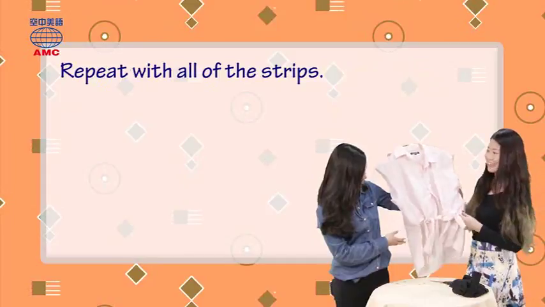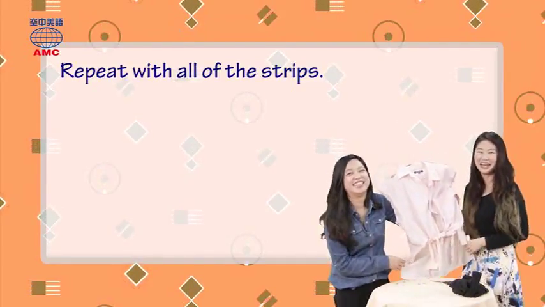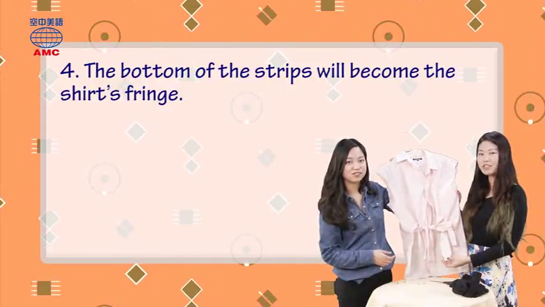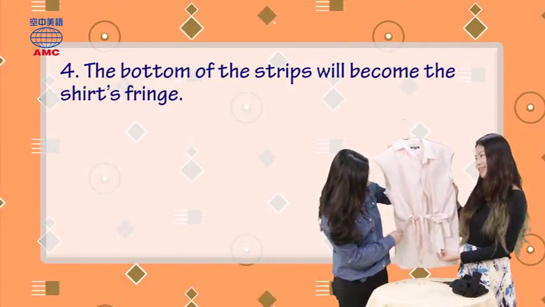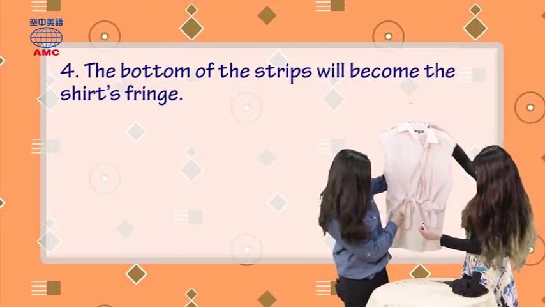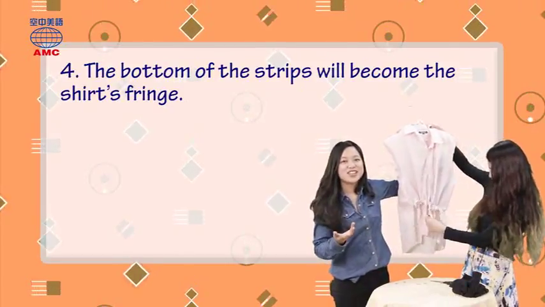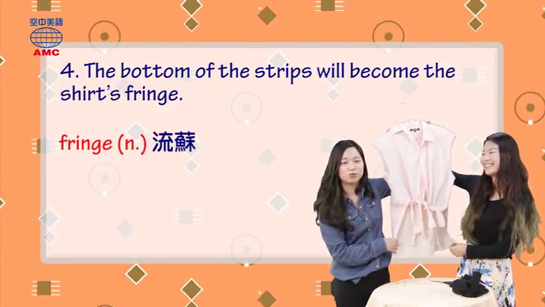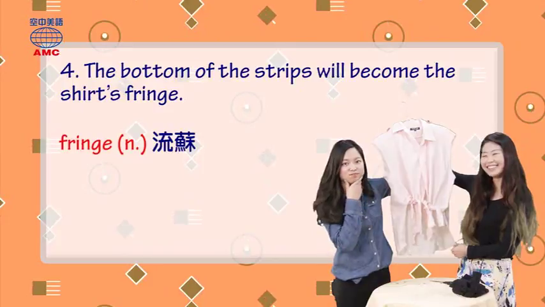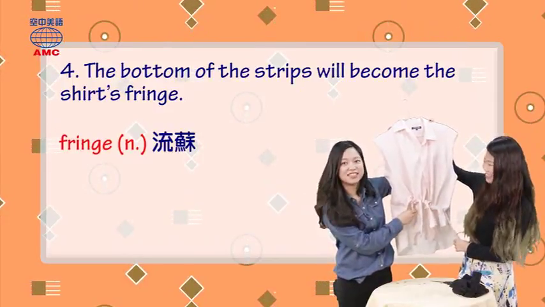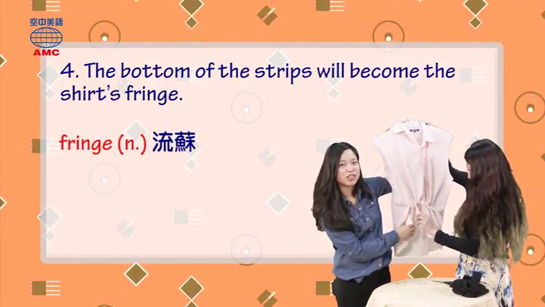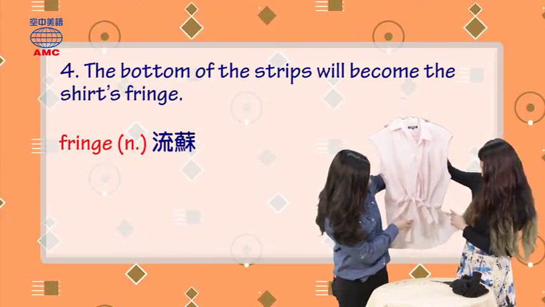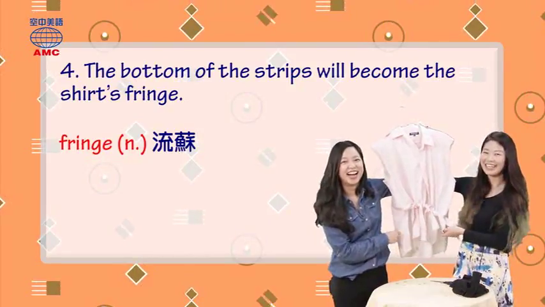Okay, kind of like this. I don't know if I'm doing this right. But our article says the bottom of the strips will become the shirt's fringe. Winnie, can you tell us what a fringe is? A fringe is basically the tassels that are very popular these days, strips hanging down. It's fine, since we tied knots on top and the bottom is in strips, it'll look a bit like a fringe. I don't know. We might need to do this again.